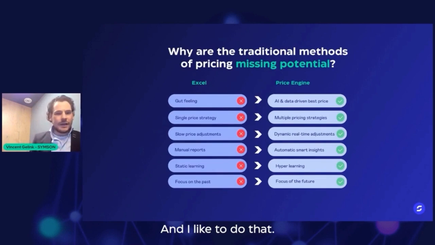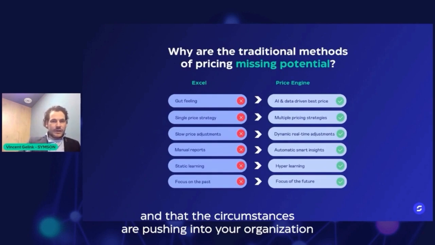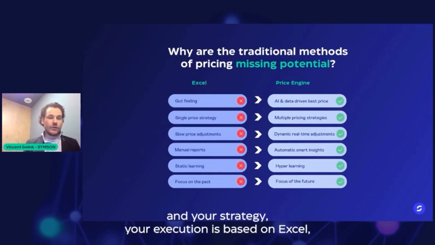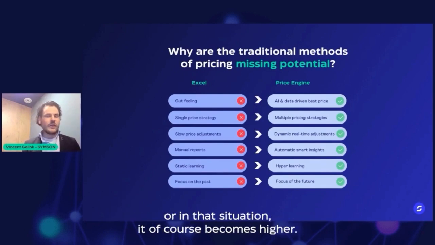And I like the anecdote that Arjen just brought up, that when you are forced to do multiple price changes, and these circumstances are pushed into your organization, and your strategy and your execution is based on Excel, then the probability that an error occurs in that specific process or situation, of course, becomes higher.